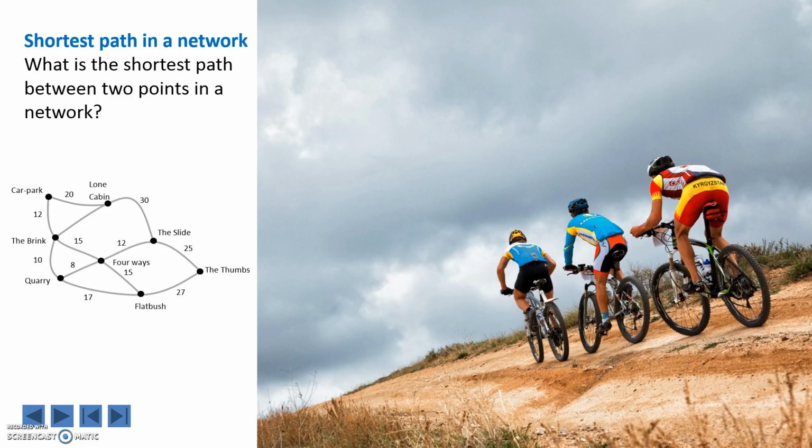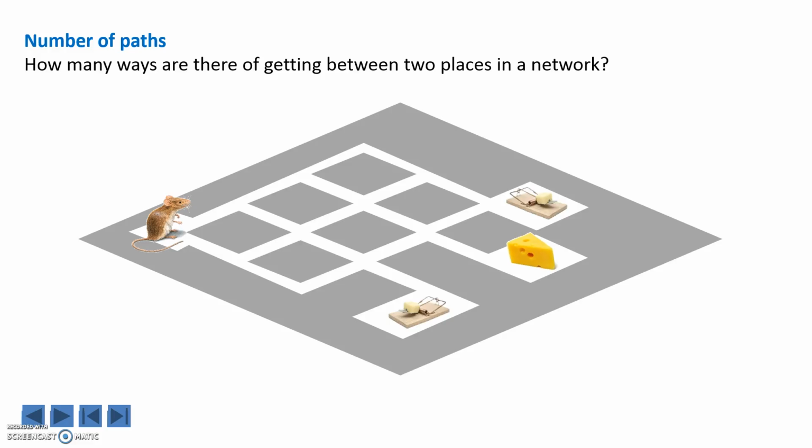We'll also look at the shortest path in a network. What is the shortest path between 2 points in a network? For example, if we start at a car park, you can see here that it's 20 units here to the lone cabin, or it's 12. So I would pick this one. Going from the brink to the quarry is 10, to four ways is 15. So I would choose this one. So picking the shortest way to get from point A to where you want to go might look something like that. You'll get the skills to be able to do this.